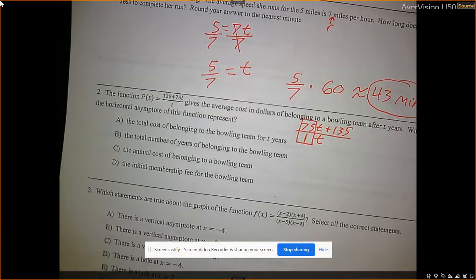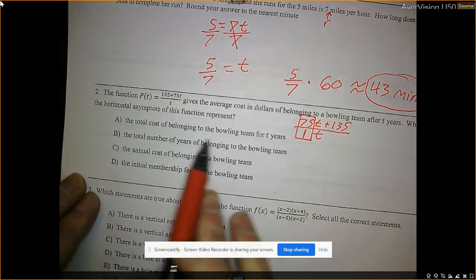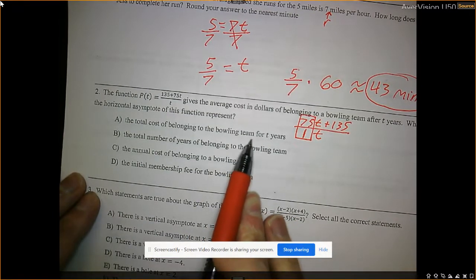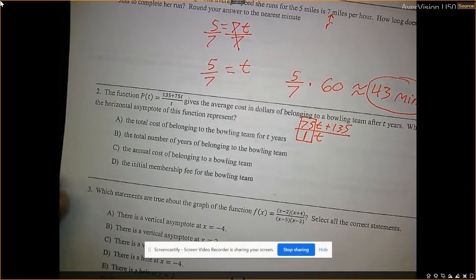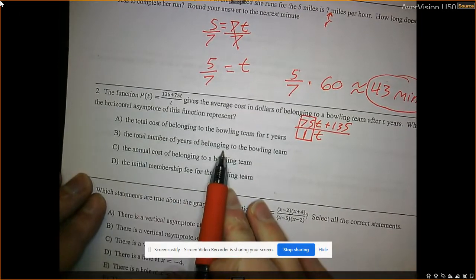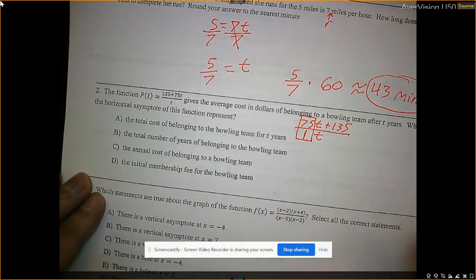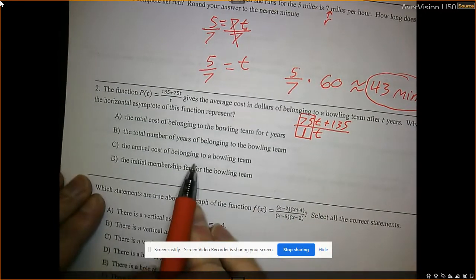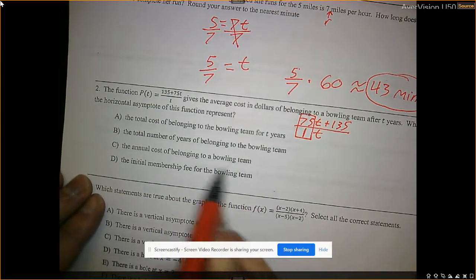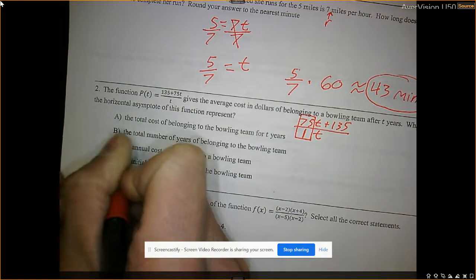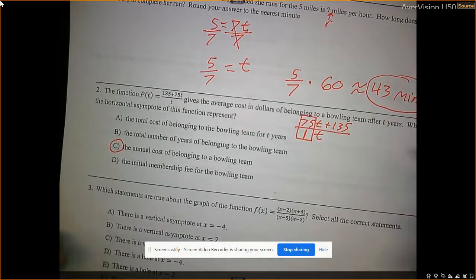Well, what does that represent? Total cost of belonging to the bowling team for T years? No, that doesn't make sense. The total number of years belonging to the bowling team? No. The annual cost of belonging to a bowling team. That is where we get that 75 over 1. That's going to be your horizontal asymptote.